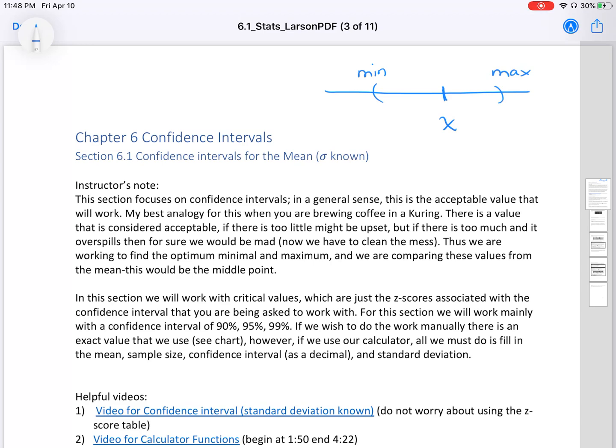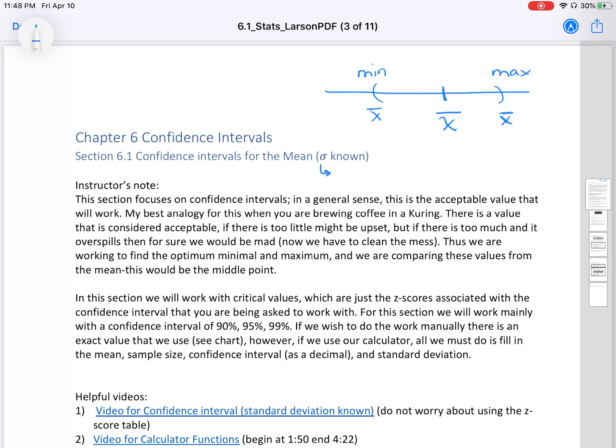For 6.1, we're going to be working with our average, or x bar, and we're going to try to figure out an x bar that is a probable minimum that will still work and a probable maximum. Now, these values that we come up with will depend upon a confidence interval that we will be asked to work with. Another thing I want to emphasize before we begin this section is the title.